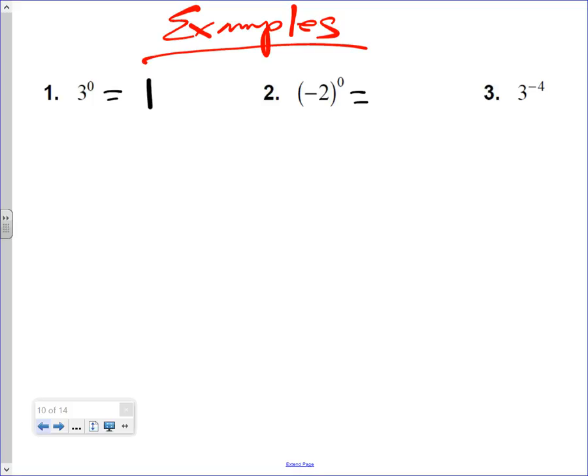Hold up. Before you do that, what rule here? 1, 2, 3, 4, 5, 6, or 7? Good try. What again? Anything to zero power is 1.